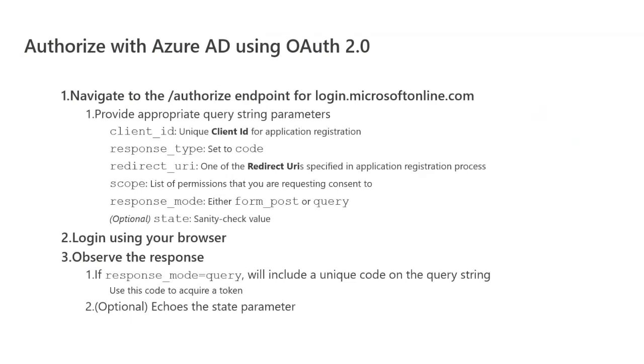So how do we authorize? Well, we go to that authorize endpoint that we talked about earlier at login.microsoftonline.com, and we get the correct query string parameters. There's lots of parameters here that we have to provide, and I'm going to go over them in a second in another slide. We then log in using our browser, and then we look at the response from the server. It's going to give us a response, whether we choose to get that response on a query string or as part of a form post. So let's actually look at those parameters.